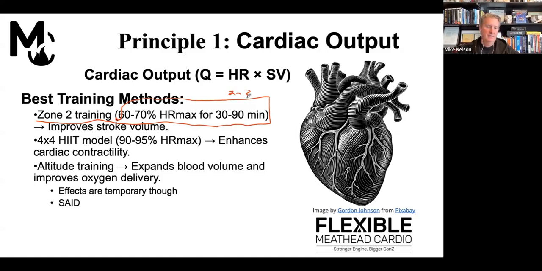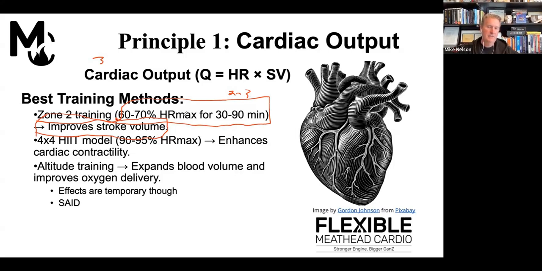Could you do it in some cases? Yes, but I'm much bigger for what we call zone 3 cardiac work. We talked about the two methods last time. You can go back and watch that video. That's what I think is a much better place to start. However, we do know that if you want to maximize long-term aerobic development, improvements in stroke volume are key to maximizing that. And zone 2 works really, really well for doing that.